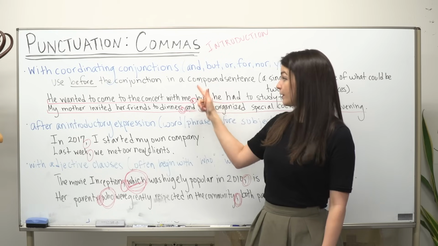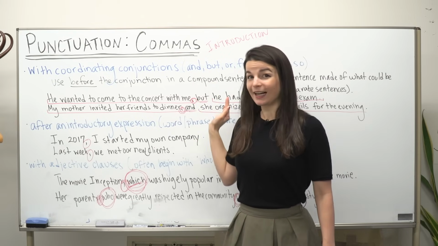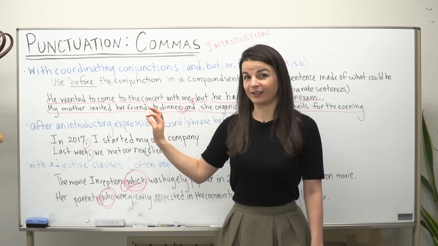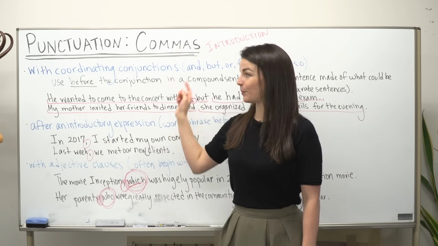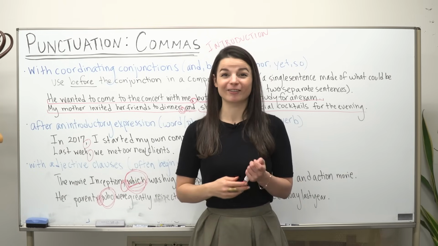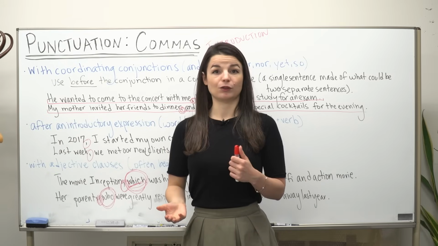If so, and you're using a coordinating conjunction, you can use a comma there. If there's only one complete idea in your sentence, then you don't need to use a comma. So please keep that in mind. This one can be especially challenging, even for native speakers, actually. So this is just a quick introduction to a few ways to use commas.